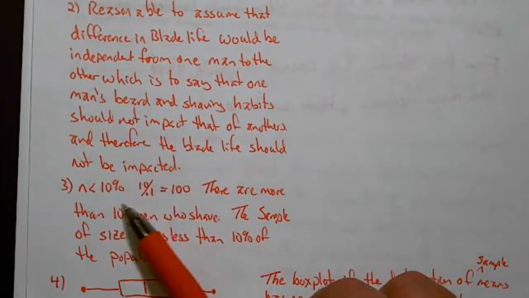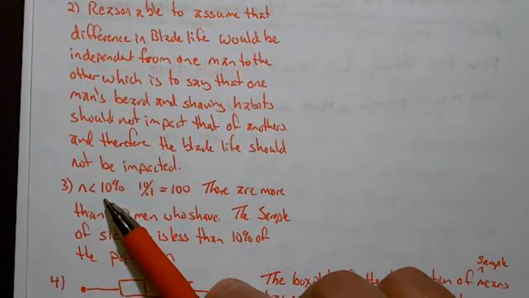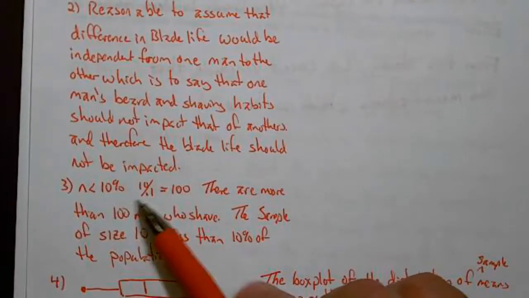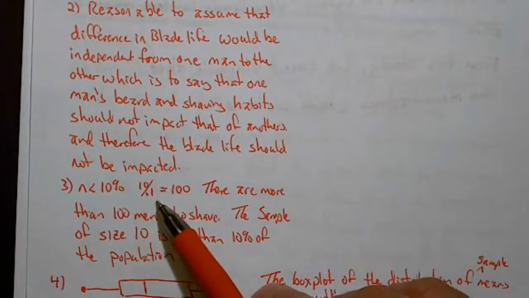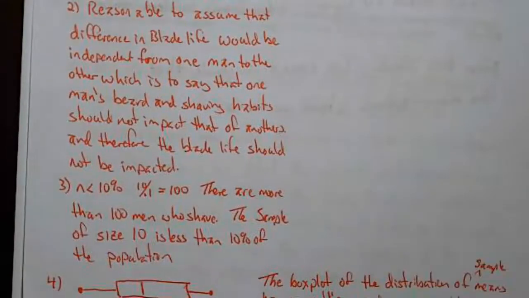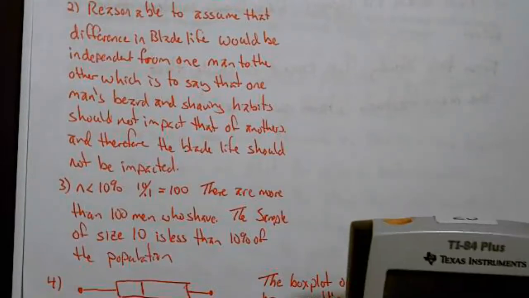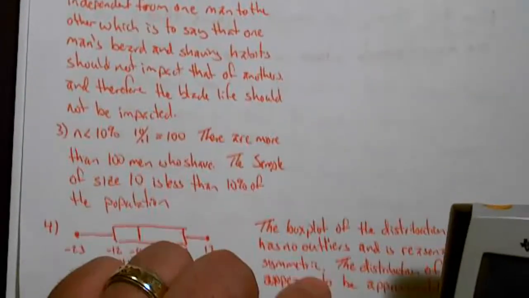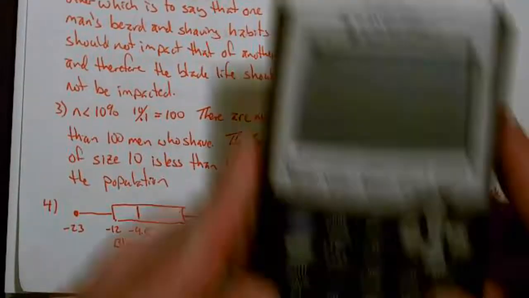So when I did that, I plugged in and I go, all right, our sample size is 10 times 10 is 100. And there are more than 100 men who shave. The sample size of 10 is less than 10% of the population. Finally, we need to go to our normality condition. In this case, they gave us data.